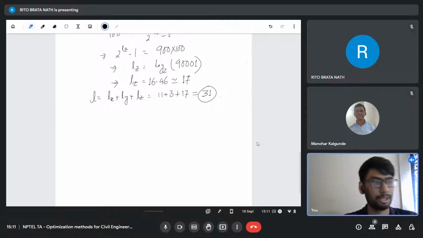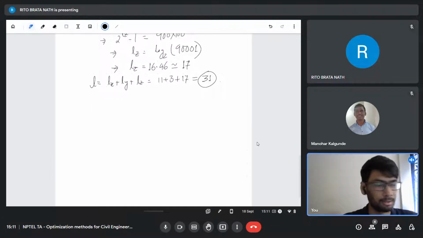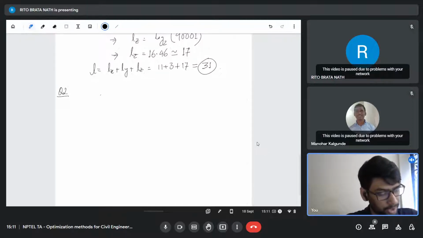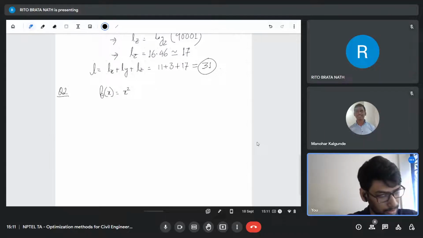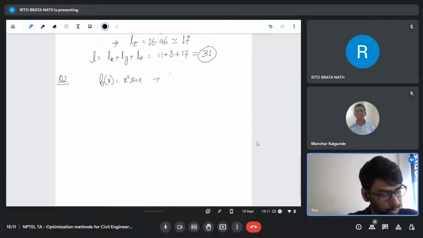All right. So I think the most critical problem in this assignment is related to this, so I'll be discussing that. So for this problem, consider this function. As always, I'll modify this function. Suppose this is x squared sine x function I am given. Now you have to maximize this function. So this is a maximization problem.